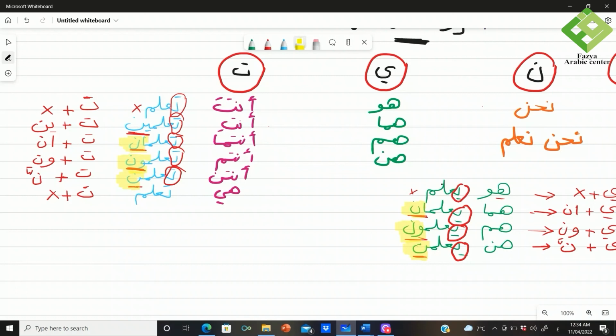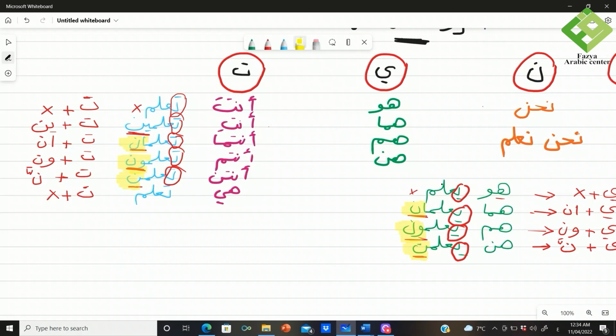The plural, the masculine or mixed gender plural, all the time ends with a waw noon. The start would tell you whether it's a second person or a third person. Again, the feminine plural, all the time ends with a noon with a shadda. Then the start is going to tell you whether it's a third person or second person.